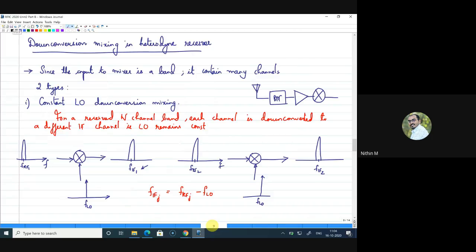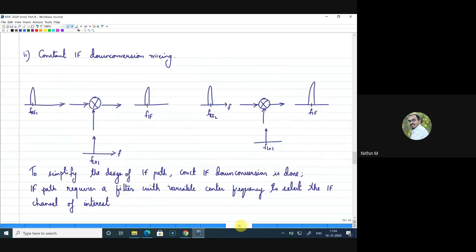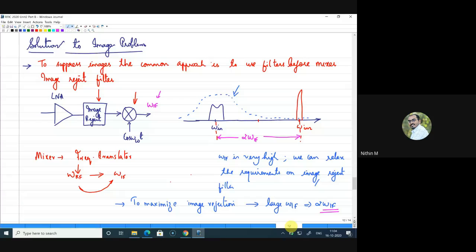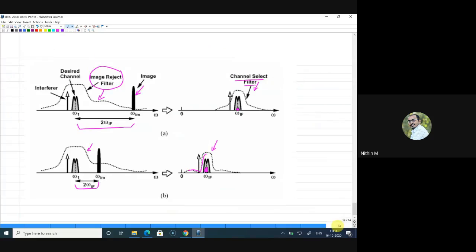So what we discussed today is the types of down conversion mixing in heterodyne receivers, and we stated that to simplify the design of the IF path, we generally go for constant IF down conversion mixing. Then we understood what the problem of image is and how it can be solved by using an image reject filter, and what the trade-off is between image rejection and channel selection, right? So now we will move to the next architecture with this understanding, which will continue in the next class.